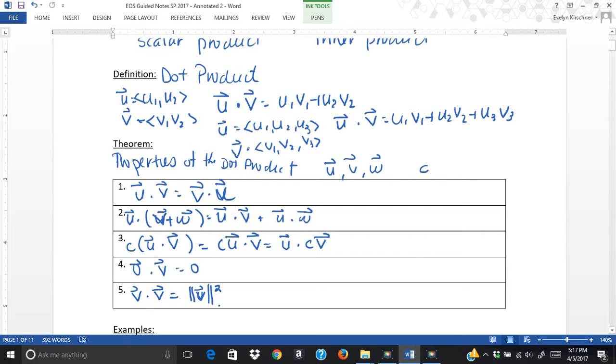Think about what the magnitude is. It's just what we did here, multiplying the components, but we are multiplying them with themselves, so it'll be v1 v1 plus v2 v2, which is v1 squared plus v2 squared. And remember, the magnitude is just the square root of that.